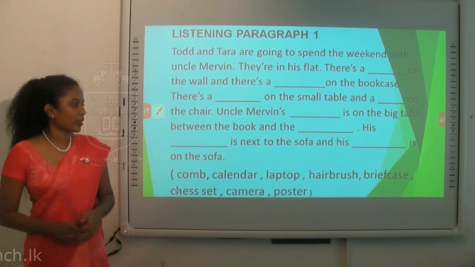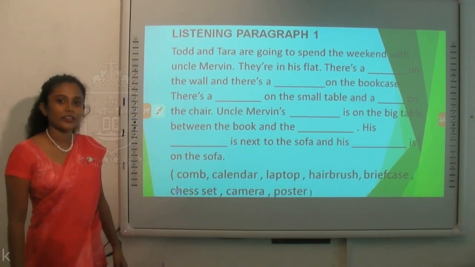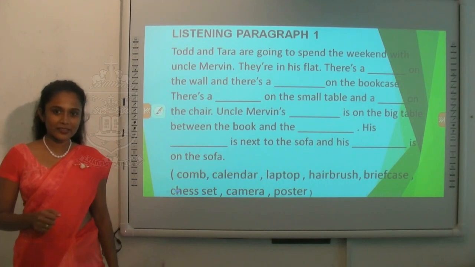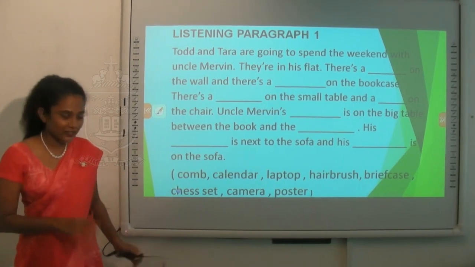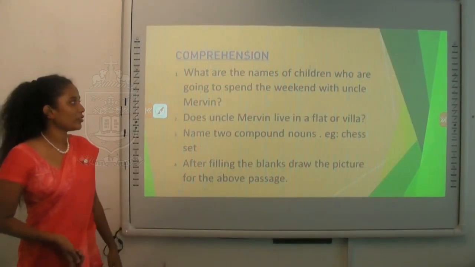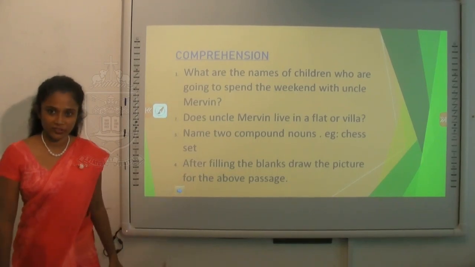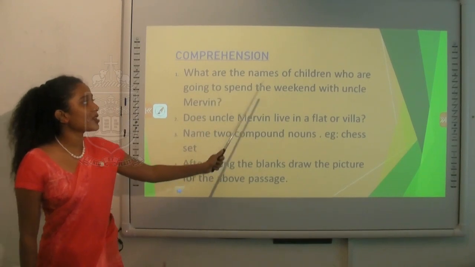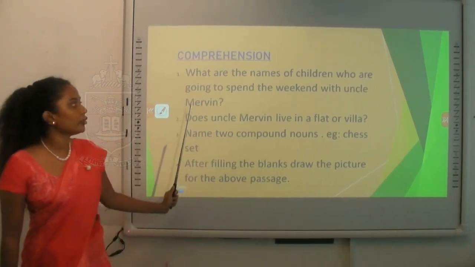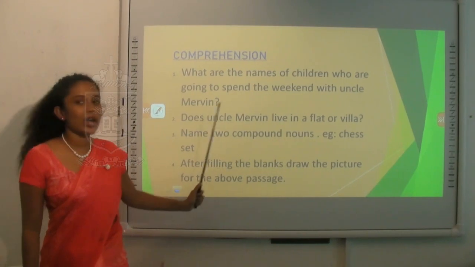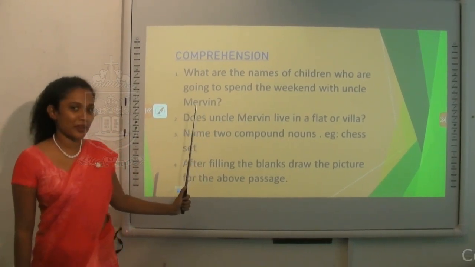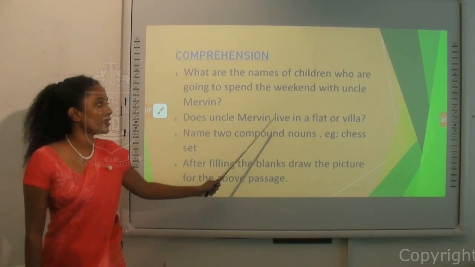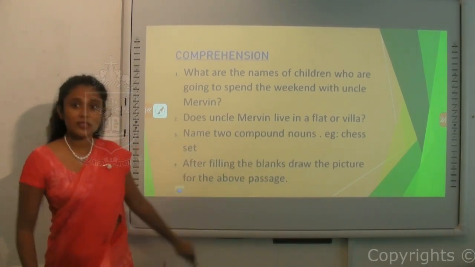Right, so the answers are here. I think you heard well. You need to fill in the blanks. After filling the blanks, now the passage is completed. You need to answer the following questions. So the first question is, what are the names of children who are going to spend the weekend with Uncle Mervin? They are asking the names of the children. Number 2, does Uncle Mervin live in a flat or villa? Is it a flat or villa?